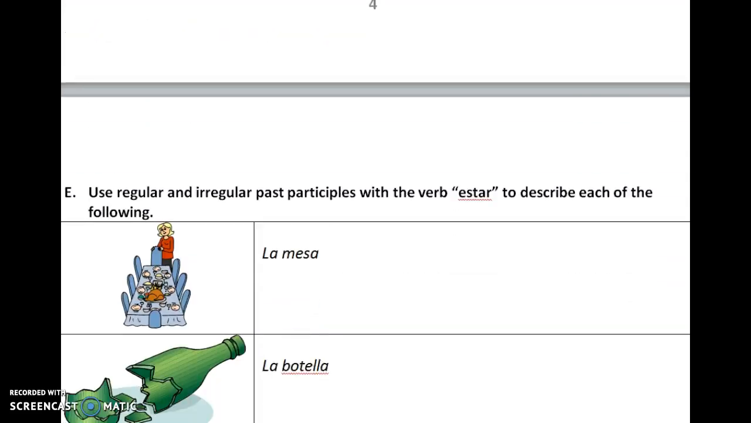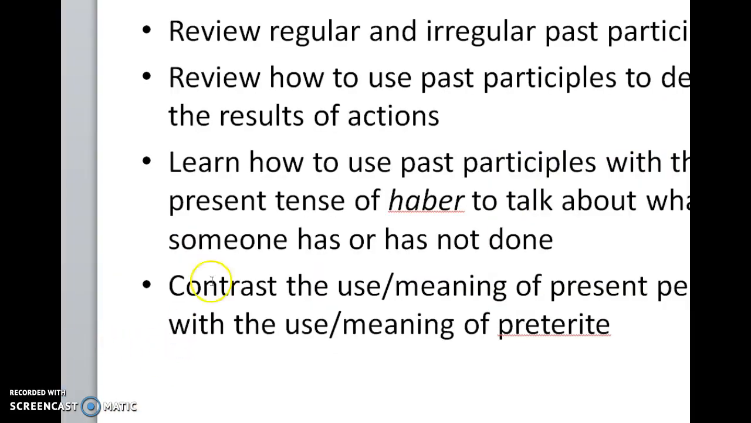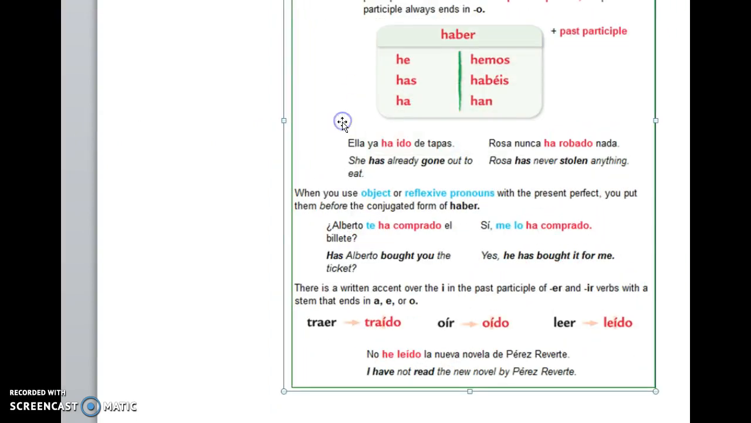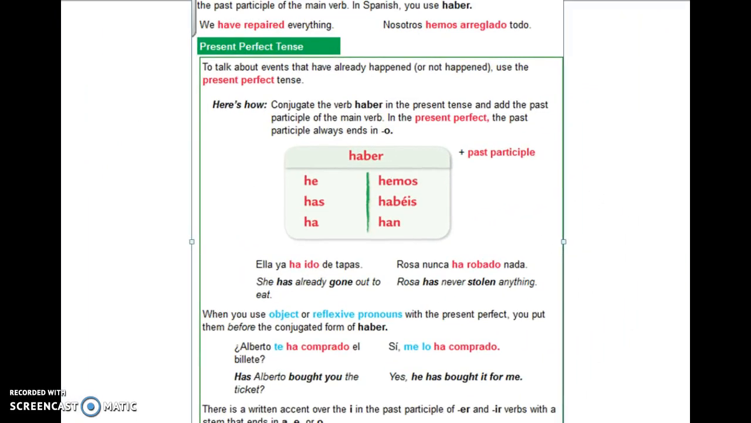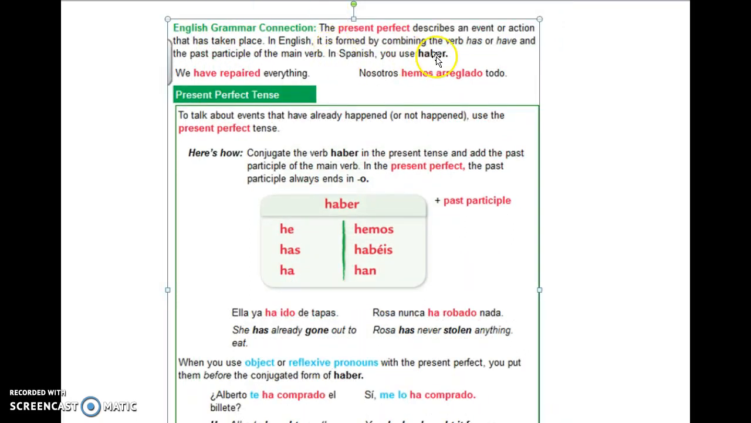We're going to move on now, and we're going to talk about our next grammar point, which is how to use past participles with the present tense of haber for a new verb form called the present perfect. So let me move my square so that you can see what I'm talking about. We are going to be using the present perfect to describe an event or action that has taken place in the past, but somehow it relates to the present moment.